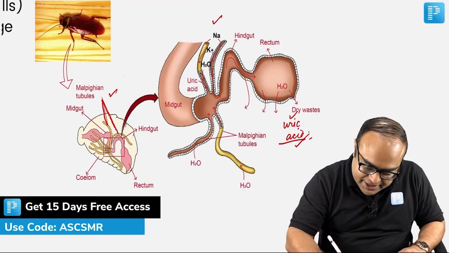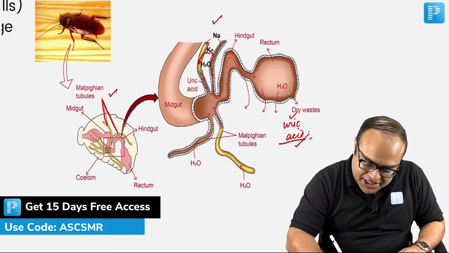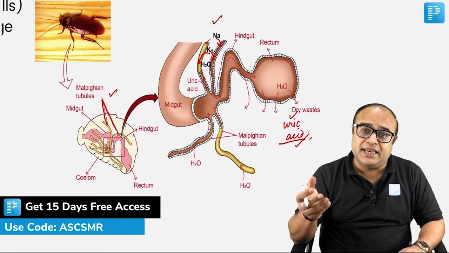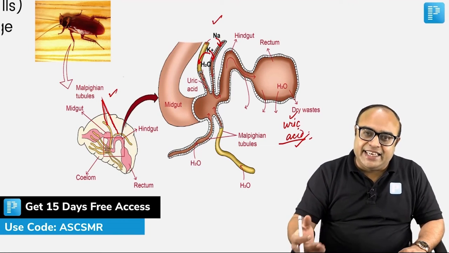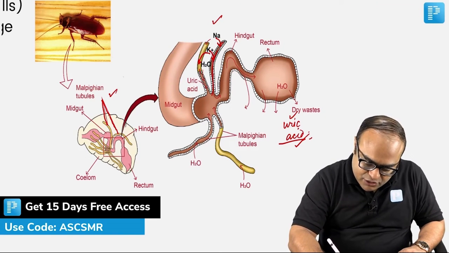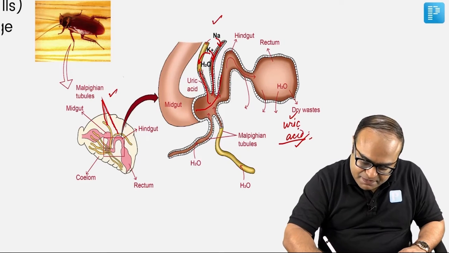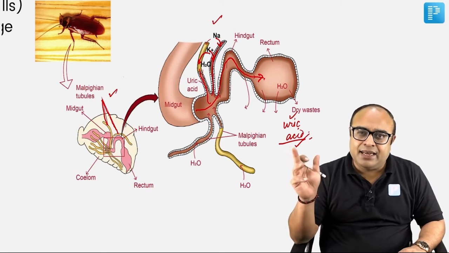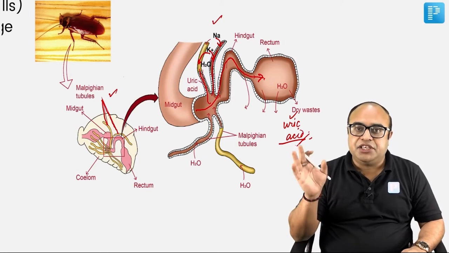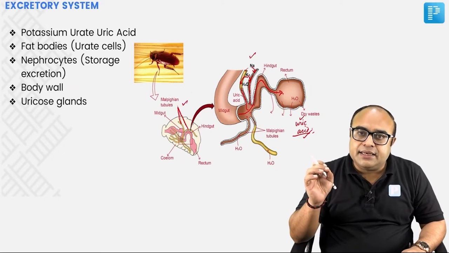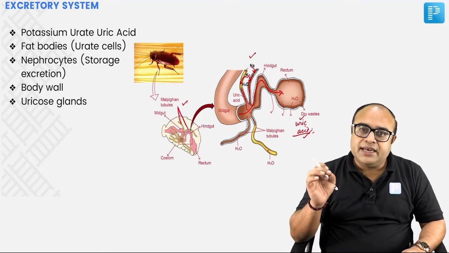Just have a look at it. See, the water is taken up by it, the potassium is secreted into it, and the excess amount of sodium which has been ingested and not digested or absorbed by the intestine is also secreted into this cavity, and along with it all the nitrogenous waste is passed out from the hindgut into the rectal portion for the final elimination. Got to know it?